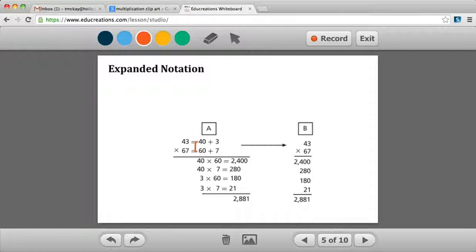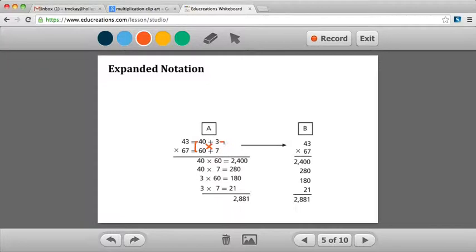Second, they take 40 times 7 and they go across. So 40 times 7. Again, 4 times 7 is 28 with 1 zero is 280. And they go across the other way. 60 times 3, or 3 times 60. 3 times 6 is 18 with 1 zero. So you add a 0 and you end up with 180.